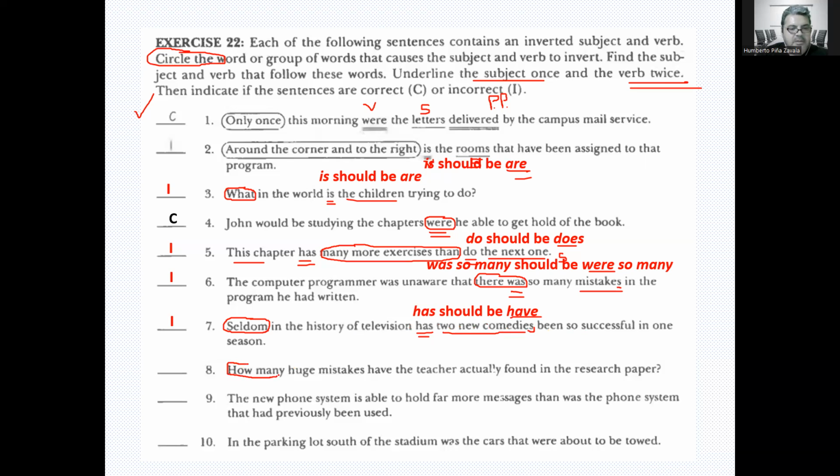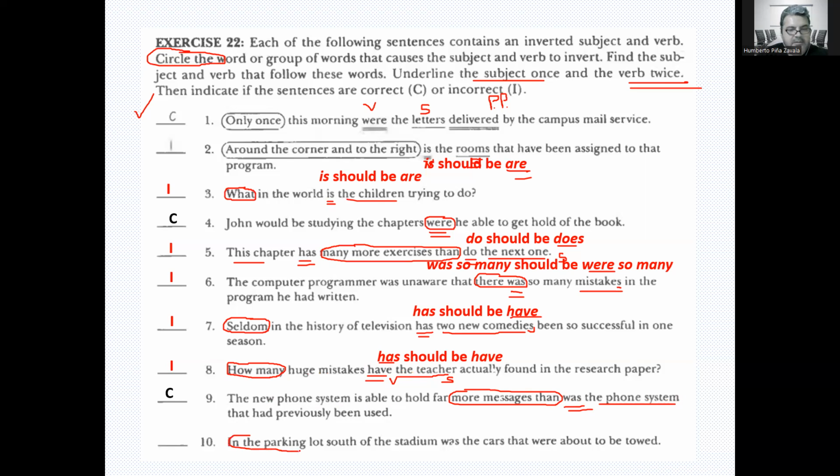Okay, so we have a question word. How many huge mistakes have the teacher actually found in the research paper? Teacher is a singular subject, so the verb should be singular as well. So it should be how many huge mistakes has the teacher actually found in the research paper. The new phone system is able to hold far more messages than, this is a comparison, was the phone system that will be used. Phone system is singular, was is singular, so I think it's fine.